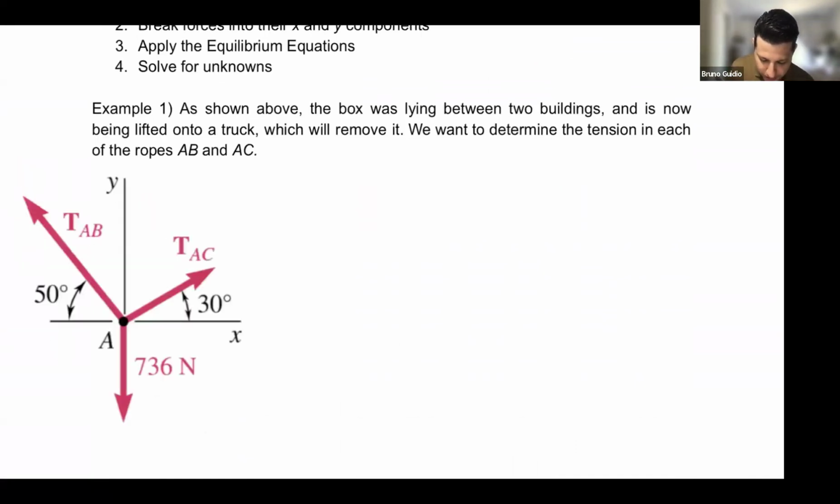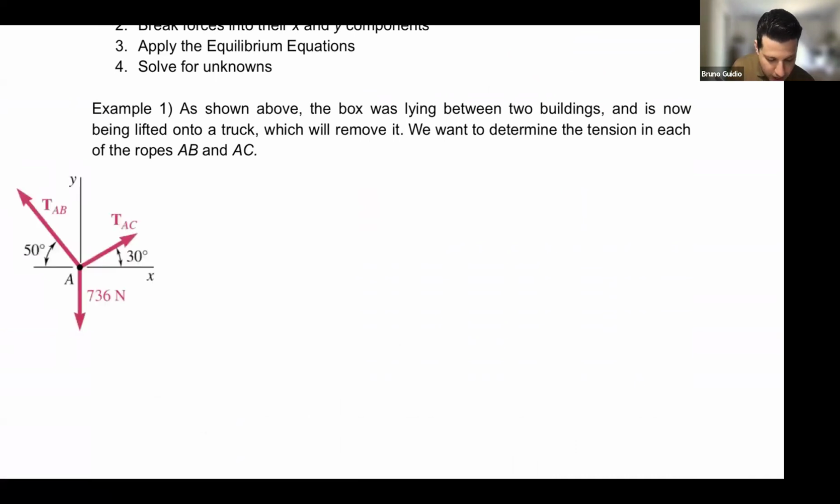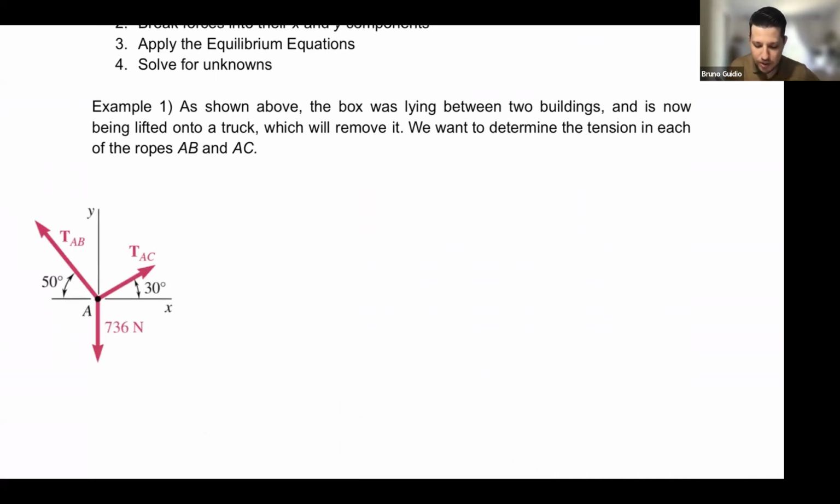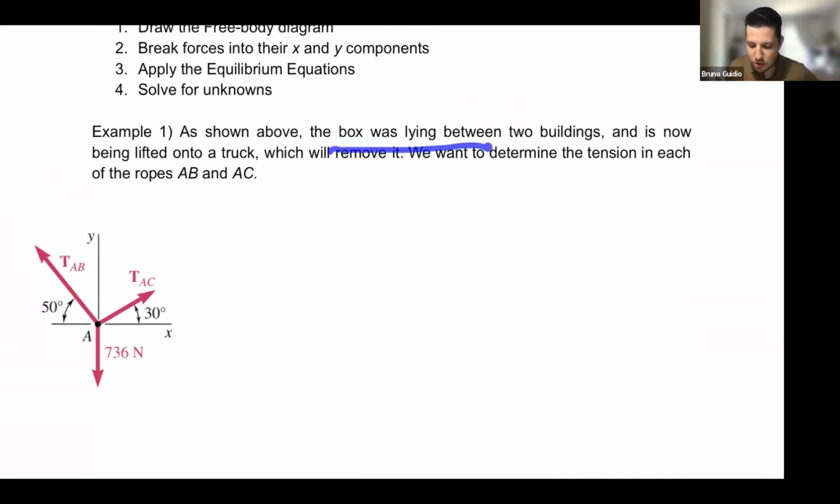Okay, so let's solve the first equilibrium problem here in this class. Let's take a look. As shown above, the box was lying between two buildings and is now being lifted onto a truck, which will be removed. We want to determine the tension in each rope, AB and AC. And the weight of the box is already given to you.